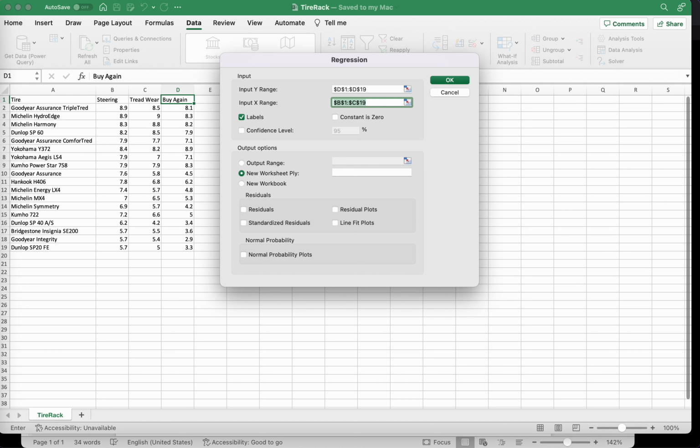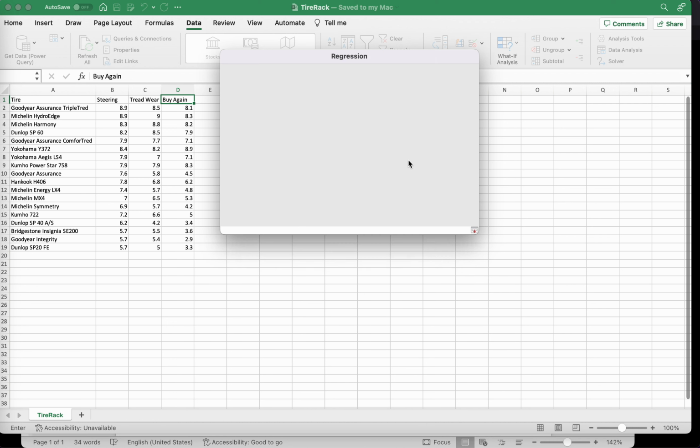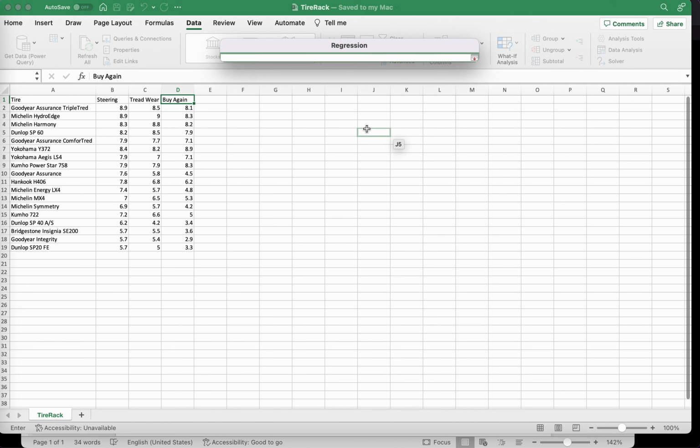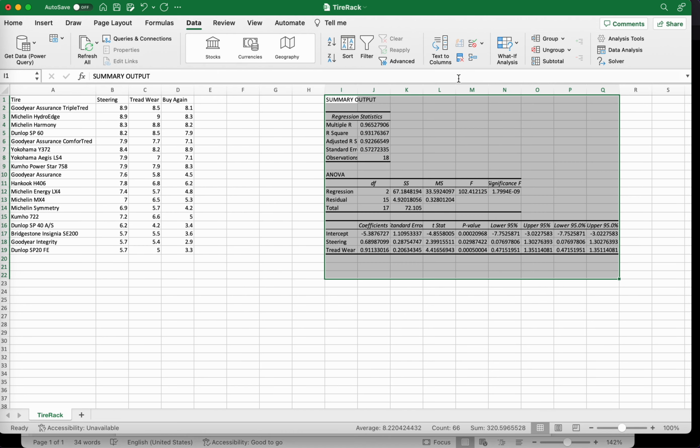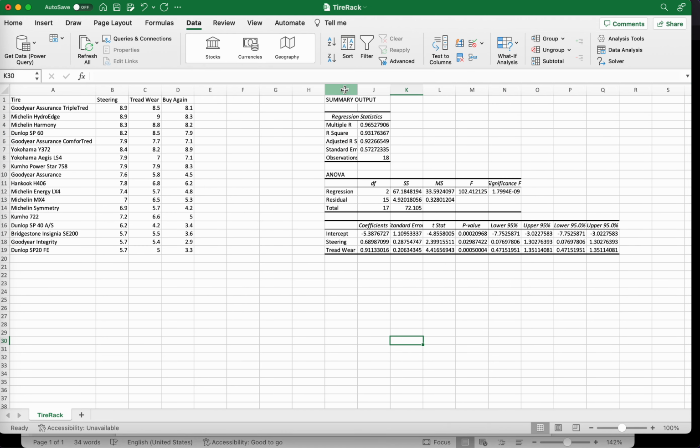All right. Once I have this, I want to get an output. You can either get the output in a new sheet, or I'm just going to get the output right here. I don't want it on a new sheet. I'm going to say the output should start somewhere here, and then my output will show up right there. Residual plots, let's not do any of that for the time being. Click OK. So we get all of this information.